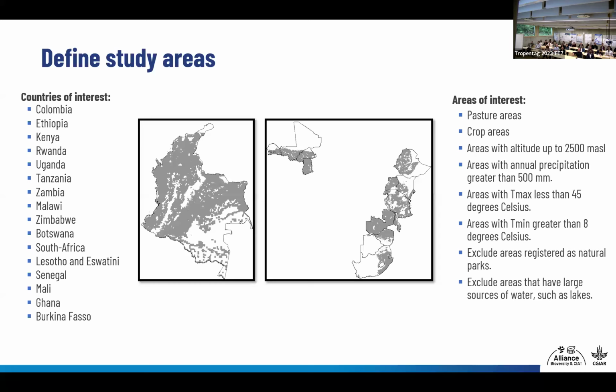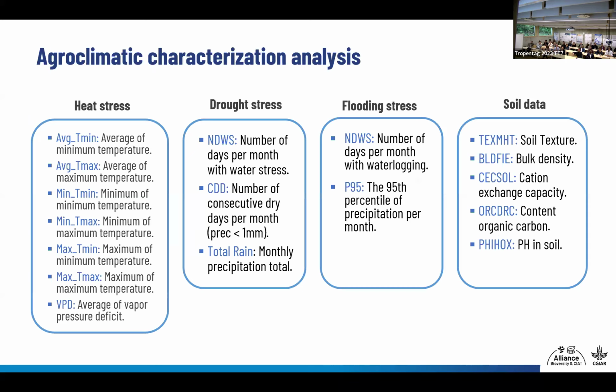So for that, we had to first define the study areas. As I mentioned before, our program is located in Colombia. So our main testing locations, or at least the first testing locations that we use, are in this region. But we want to expand to East Africa. And we want to make sure that whatever we select in Colombia will also be useful and adopted in this region. So we define the countries of interest, and then also we define the areas within these countries, the areas of interest. Once we did that, we defined the agroclimatic characteristics.